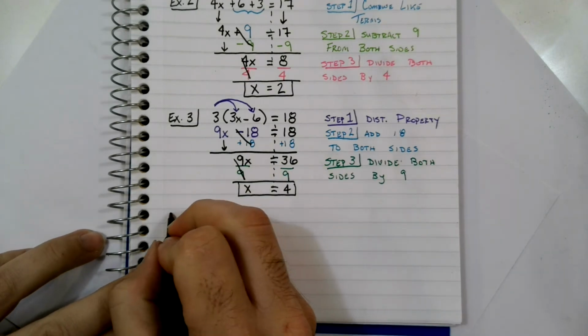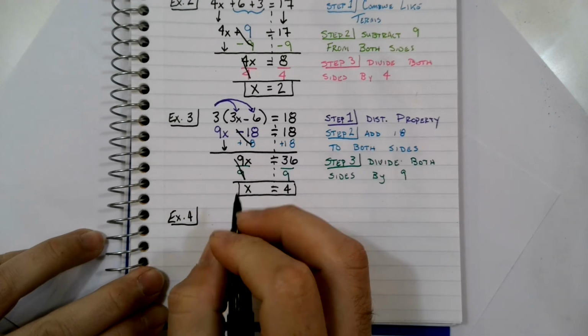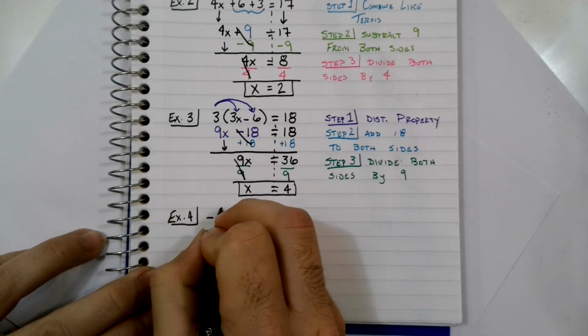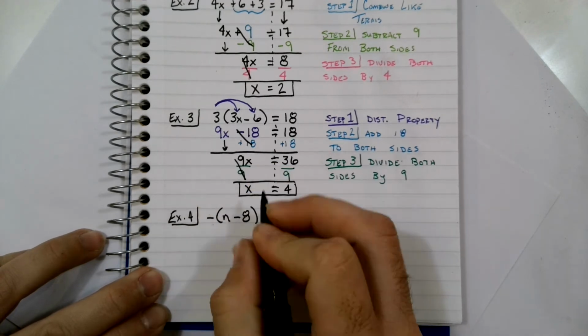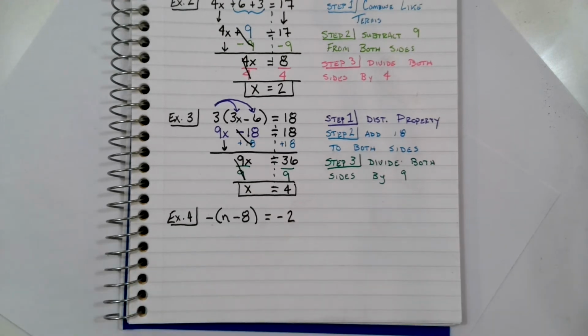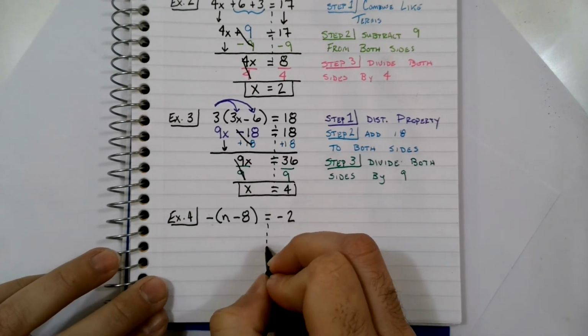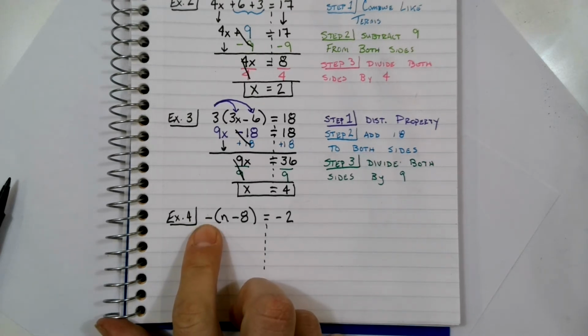All right, let's look at another one here. Let's say I have negative times n minus 8 equals negative 2. So I'm going to draw my line and separate my sides. Now, something that some of you all might look at and get confused by. There's just a negative out here, Mr. Reed. I don't know what to do with this. You will see problems like this.